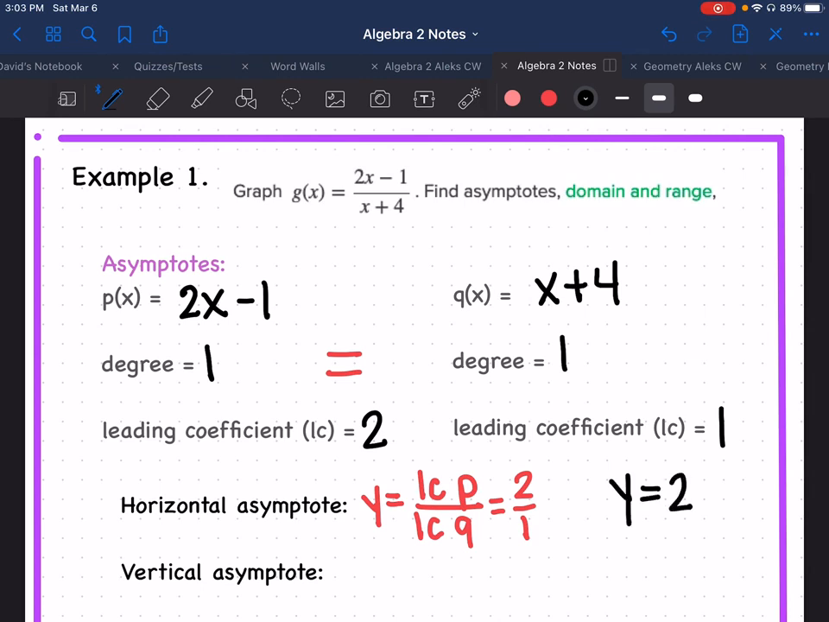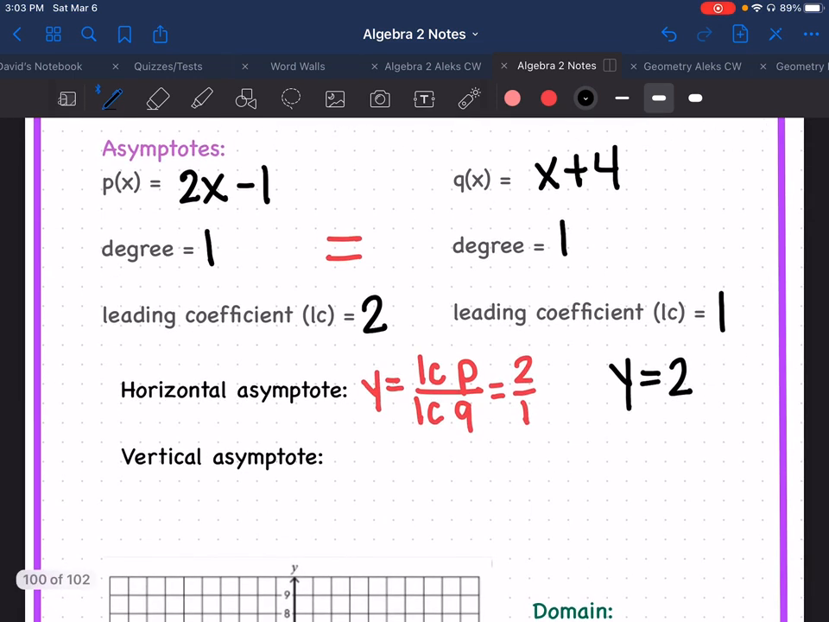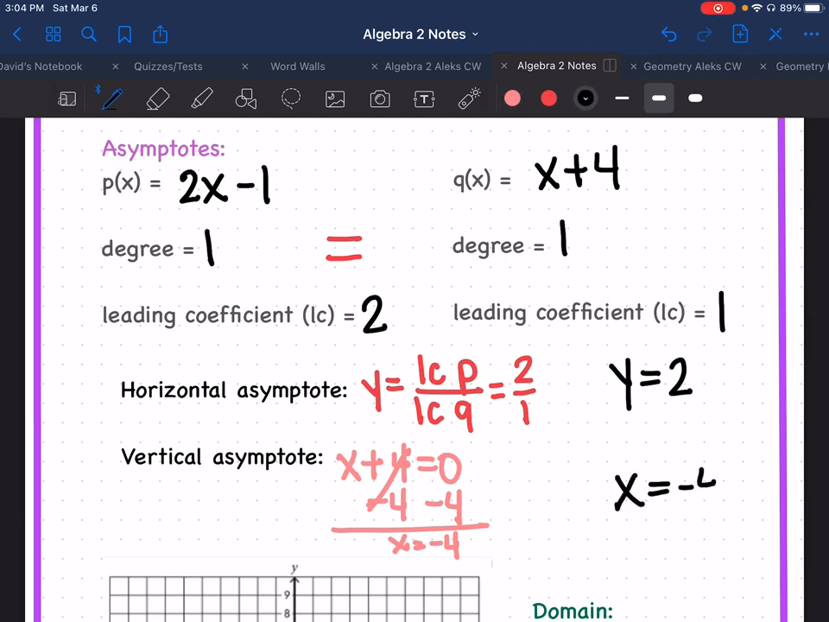There's my horizontal asymptote. To find my vertical asymptote, I am going to take my denominator, which is q of x, and I'm going to factor it if I need to and set my factors equal to 0. Well, this already is a factor, so all I have to do is set it equal to 0 and solve, because this would make it undefined. There is my vertical asymptote.